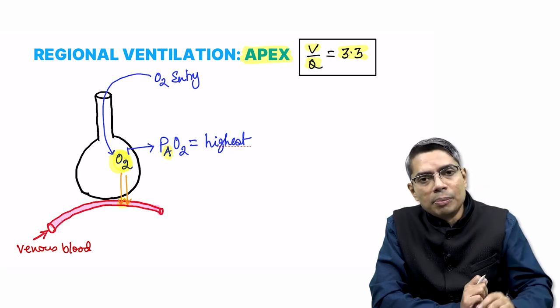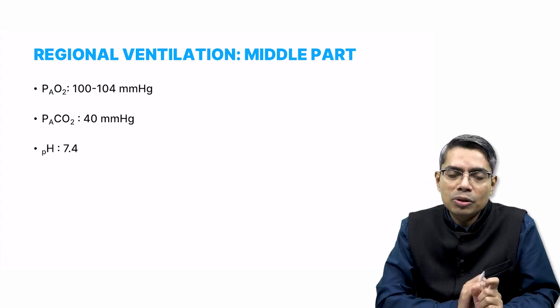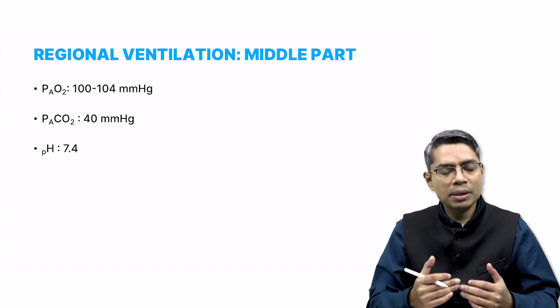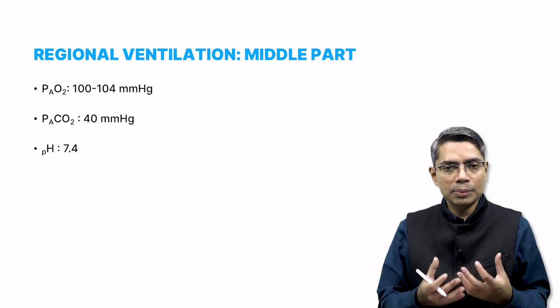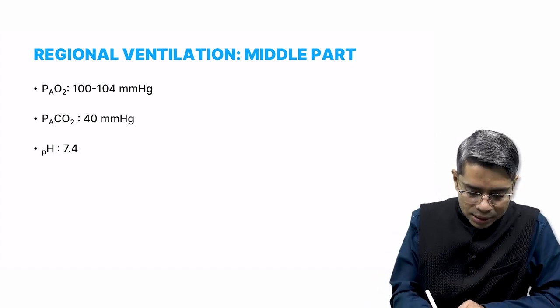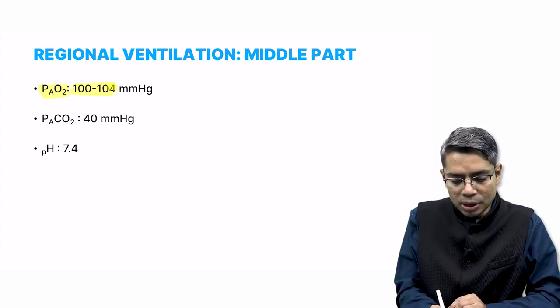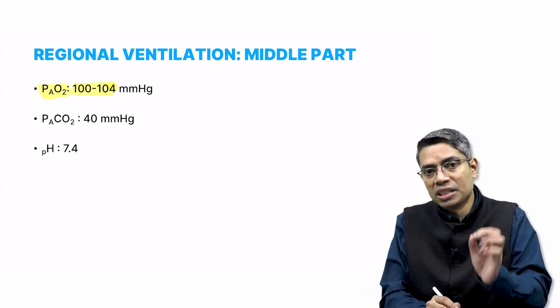Okay, so please remember that if you look at the middle part of the lung, I told you middle part of the lung means that is the average. Whenever the person is in upright posture, even if you look at the middle part, then the middle part will give you the average value of everything. At the middle part, the partial pressure of oxygen is normally 100 to 104 millimeter of mercury. So this is the normal partial pressure of oxygen in the alveoli.